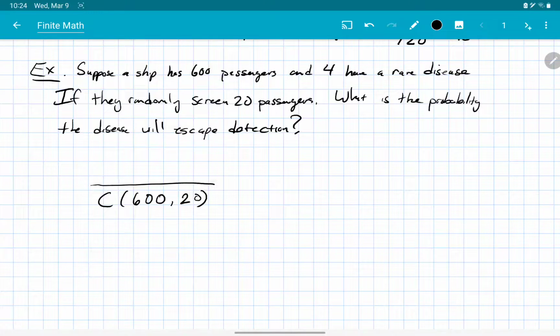And then how many ways in which we do this will the virus escape detection? It will escape detection if we choose one of those 596 people who are not infected. So the numerator here, the number of things in the event, is combination 596, 20. Now, using a calculator and figuring this out, this is about 0.87. So it's pretty likely that these 4 sick people will escape detection.